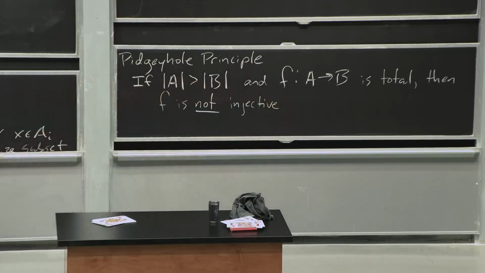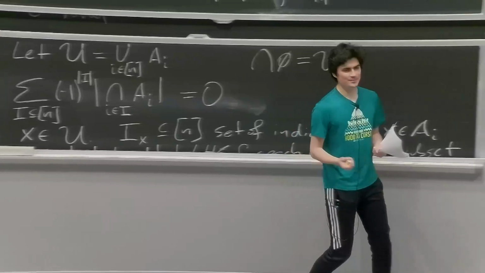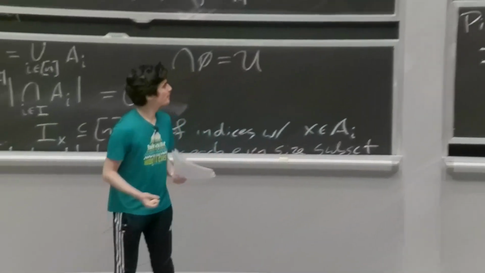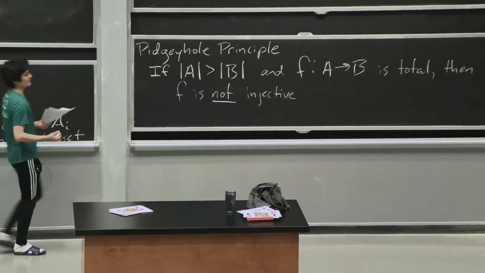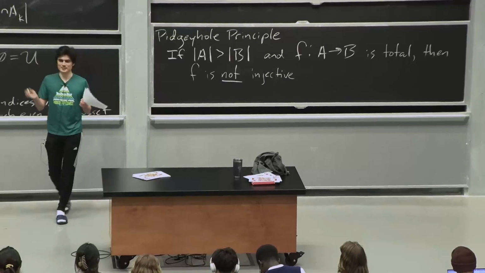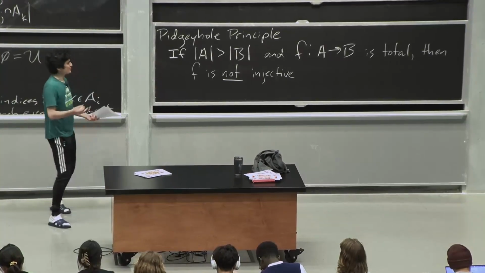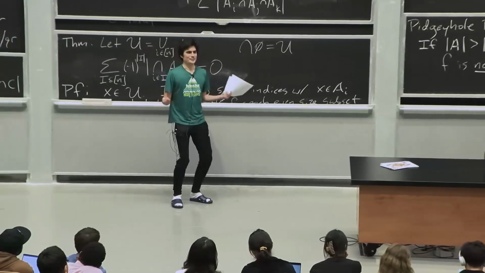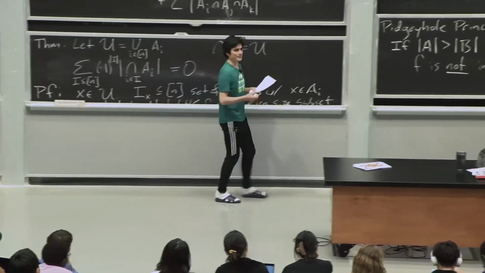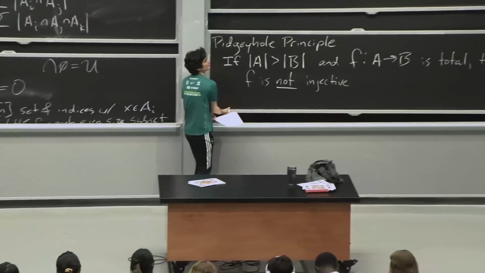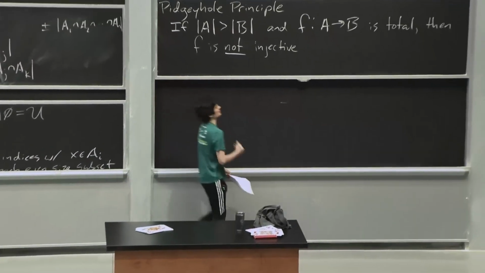So if A is our set of pigeons, B is our set of pigeonholes, and F is saying, pigeon A lives in pigeonhole B, right? This should be a total function, right? Like every pidgey should have a home, right? We don't want to have homeless pidgeys. So it's a total function, right? But that means that it can't be injective, meaning that there have to be two pigeons that share a pigeonhole. Okay? So let's look at a couple of examples.